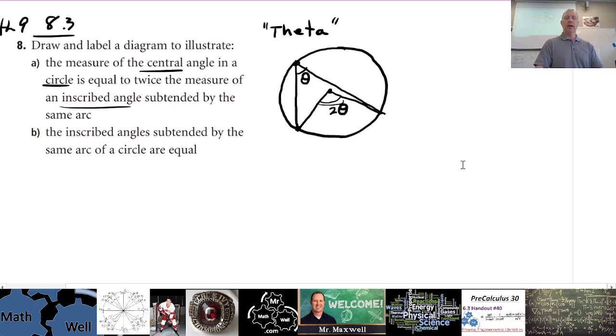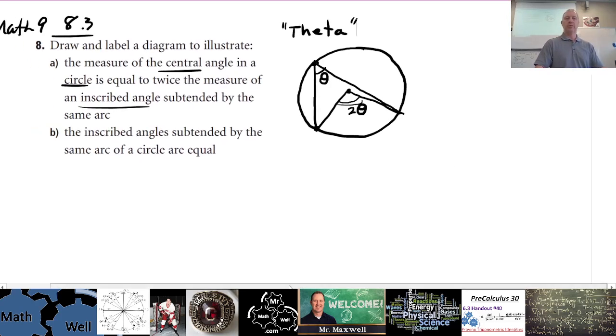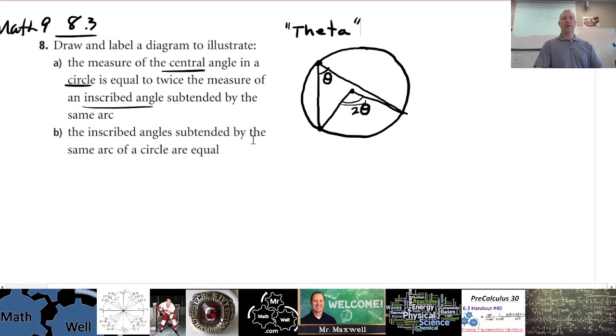The inscribed angles subtended by the same arc of a circle are equal. So how would you draw this? The inscribed angles subtended by the same arc of a circle are equal. So we've got the central angle subtended. How do we do B? Can someone describe that to me while I draw my awful circle here? Do the thing that makes it look like a bow tie. Oh, okay. So draw the thing that makes it look like a bow tie.